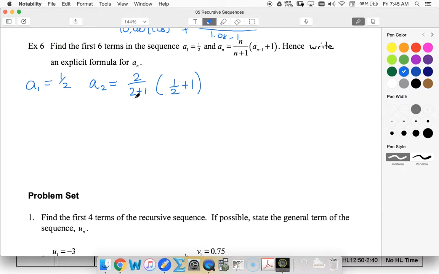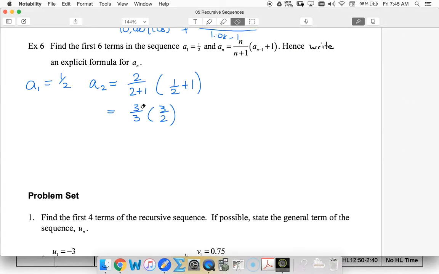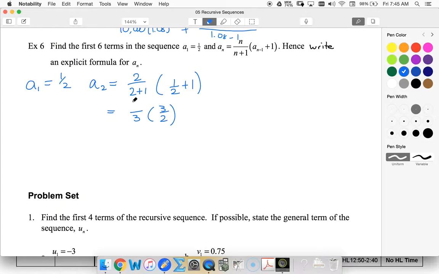All right, so if we simplify this, we get 2 over 3 times 1/2 plus 1 is 3 over 2. And I said 2 over 3, but I wrote 3 over 3. And of course that simplifies to 1. All right, let's try a3. a3 is going to be 3 over 4 times 1 plus 1. So 3/4 times 2 is going to equal 3/2.